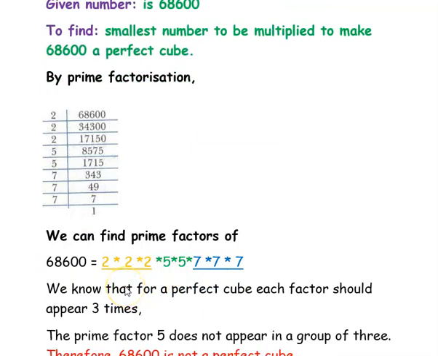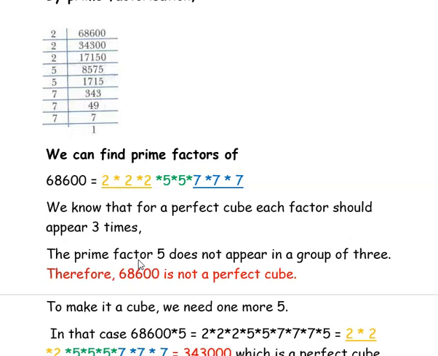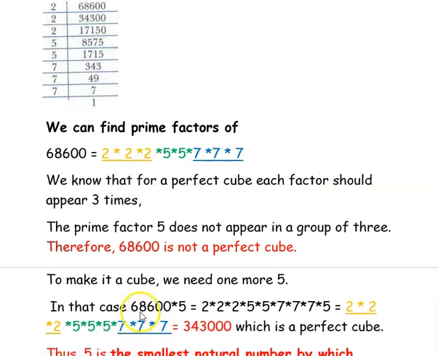We know that for a number to be a perfect cube, each factor should appear 3 times. But here the prime factor 5 doesn't appear 3 times. It is appearing only 2 times. So the given number 68,600 is not a perfect cube. Now we will find the smallest number to be multiplied to make this number a perfect cube. If you multiply with one more 5 here, then 5 will appear 3 times. So that number will also become a perfect cube. So we want to multiply 68,600 with 5.